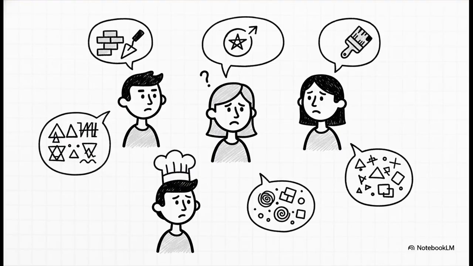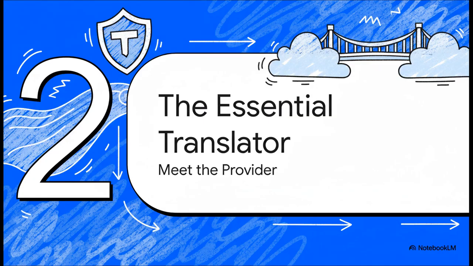I want you to imagine this. You walk into a room and you've got a job to do. You need to tell one person to build a wall, another to paint a picture, and a third person to bake a cake. Simple enough, right? Except they all speak completely different languages. There's no way to communicate. That is the exact problem Terraform is up against. And this is where our hero comes in. The elegant, simple answer to this really complex communication problem is something called a provider.